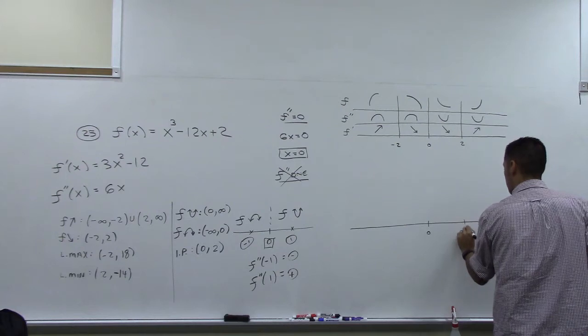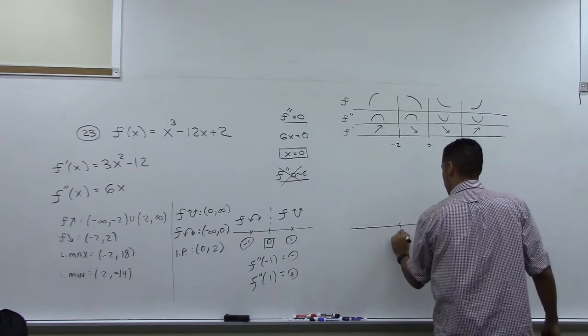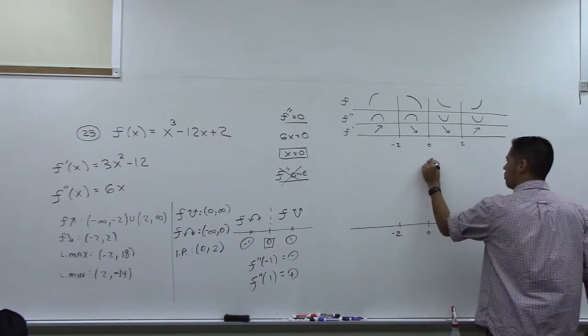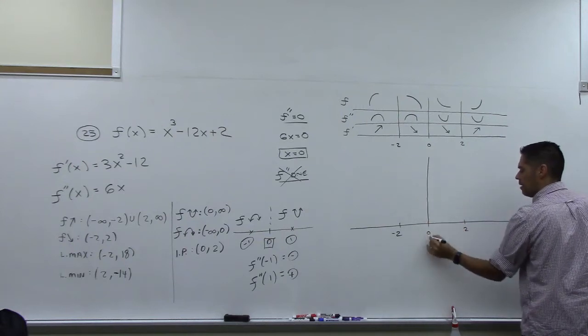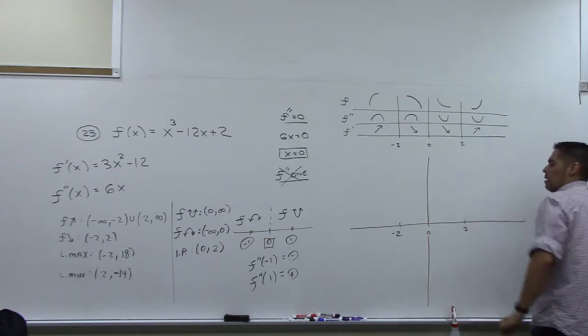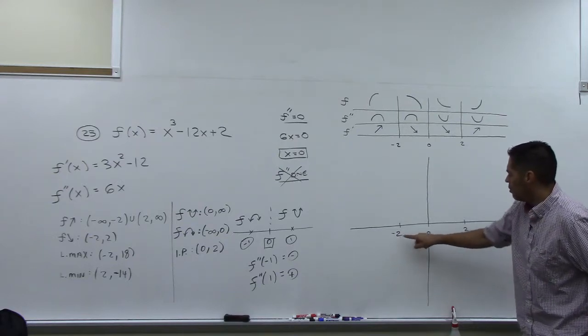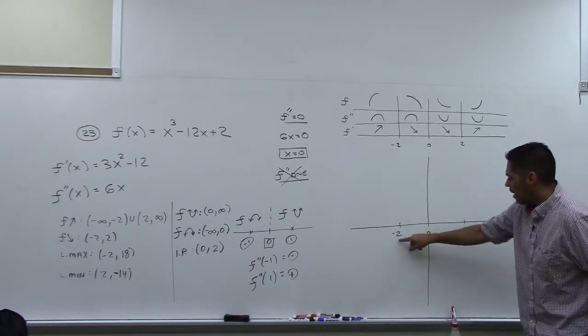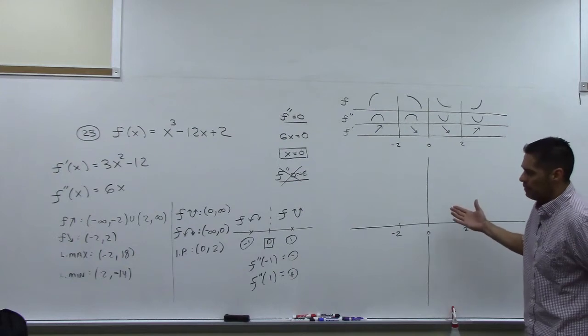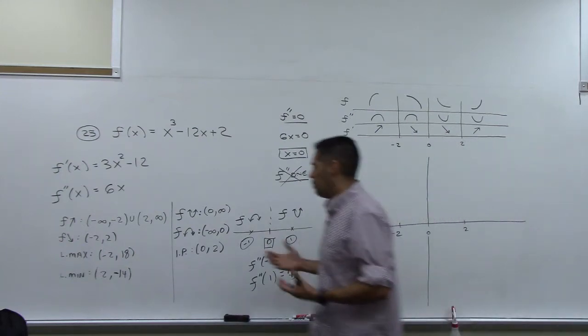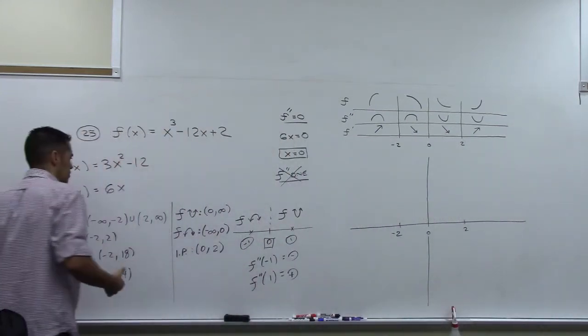Here's 2. Here's -2. And of course, I could draw my y-axis in here if I wanted. All right, so now I'm going to see if I can figure out the value of my function at these points. So let's plug -2, 0, and 2 into the original function. Well, it just so happens that we've already done that. We've already figured it out.